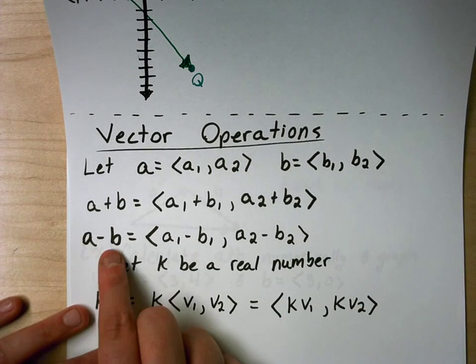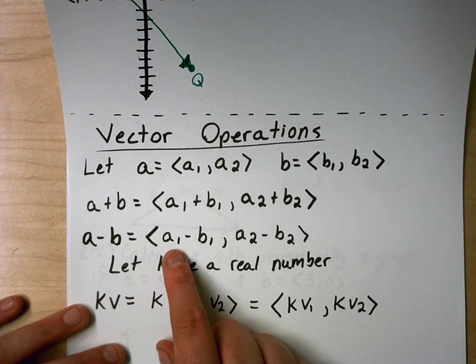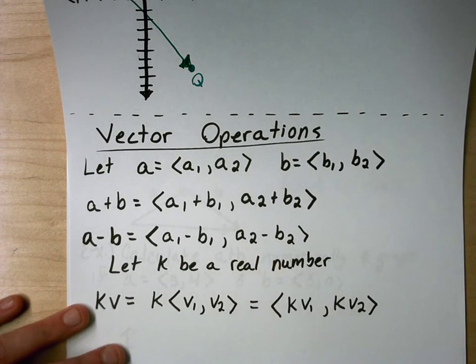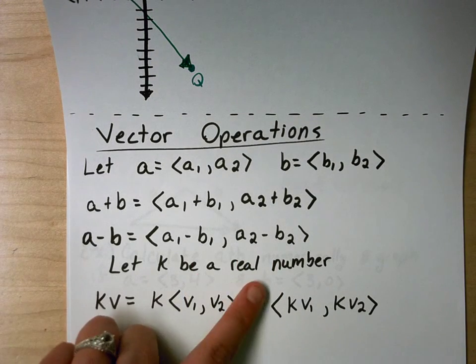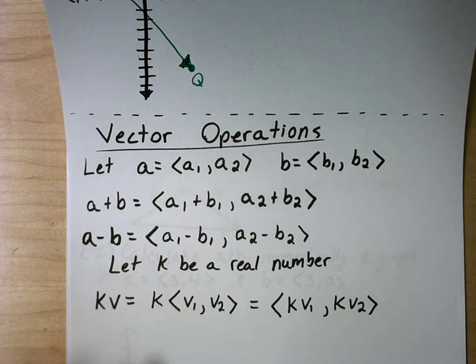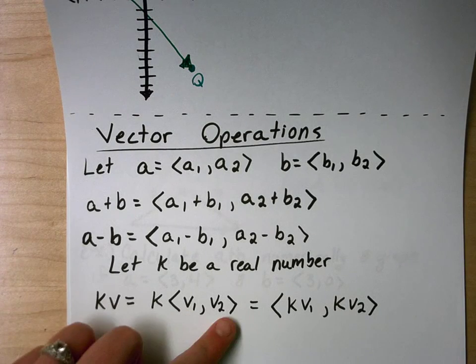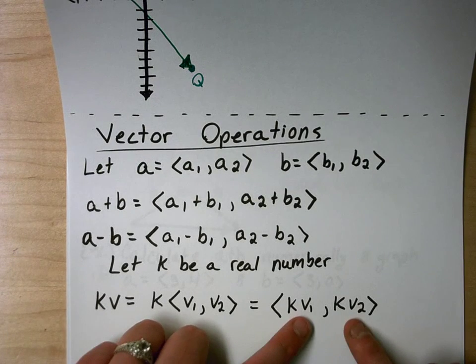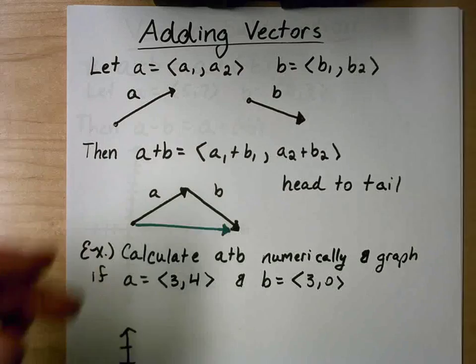All right, A minus B is pretty intuitive. It's going to be subtracting the horizontal components and subtracting the vertical components. And then if we let k be a real number, so it could be negative, positive, a decimal, doesn't matter, then k times a vector v is equal to k times the components, which means that we just multiply the interior components by k. All right, so we're going to do some examples and look at drawing them out.